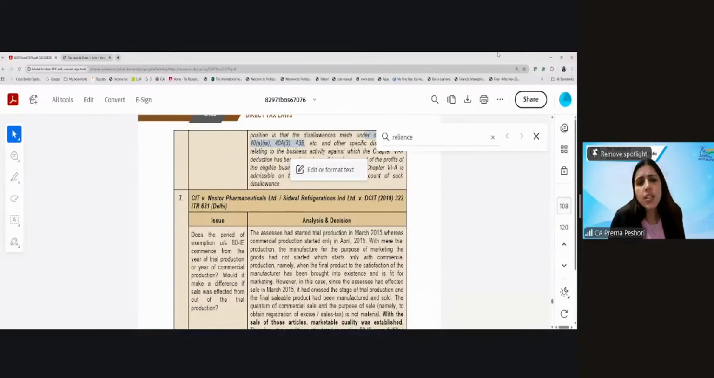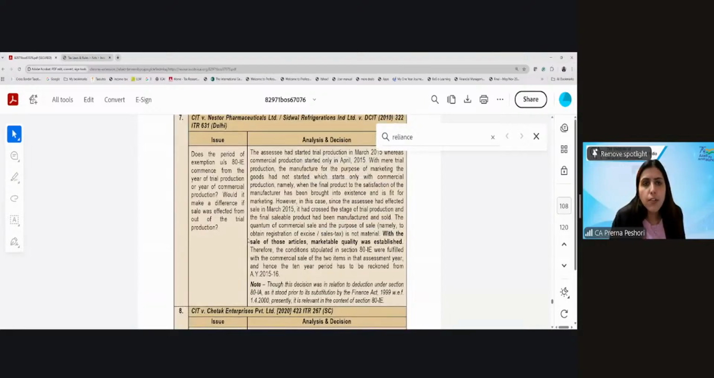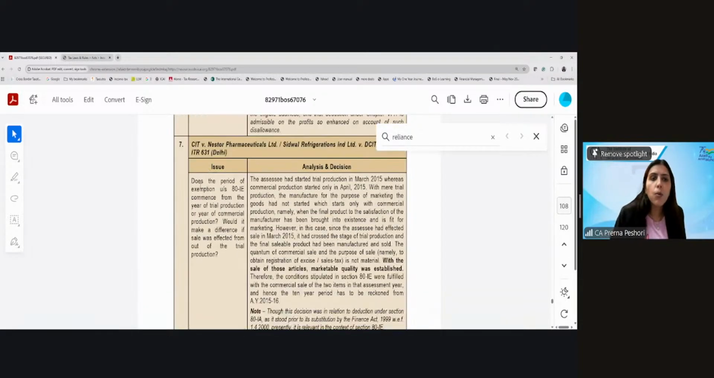The next one is a little simpler case, which is basically asking if the trial production has commenced. Generally they do some trial production before they commence the actual production. So from when will you start that 10-year period, 15-year period? From the year of commencing the trial production or from the actual production? And will it make any difference if from the trial production some sale was made?